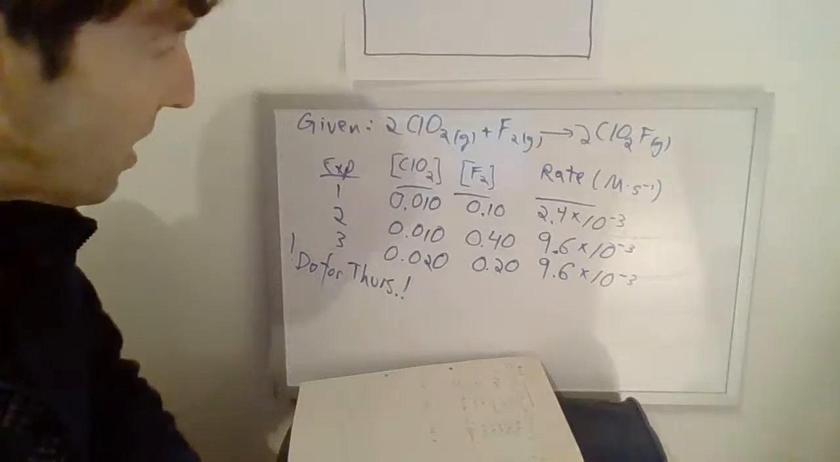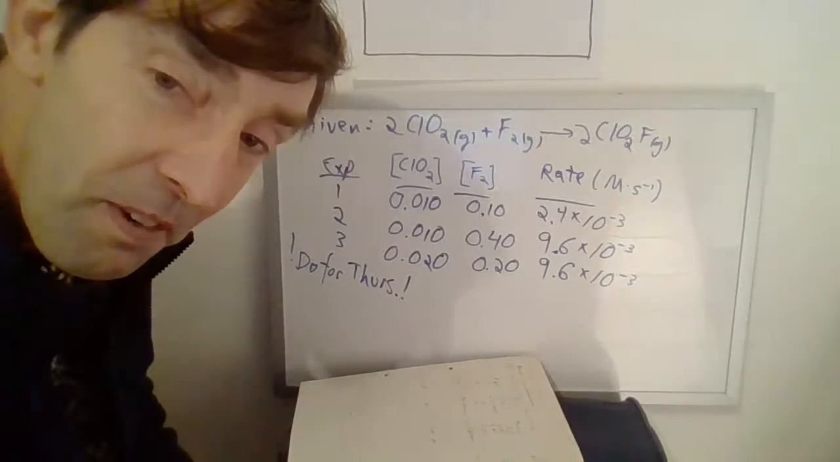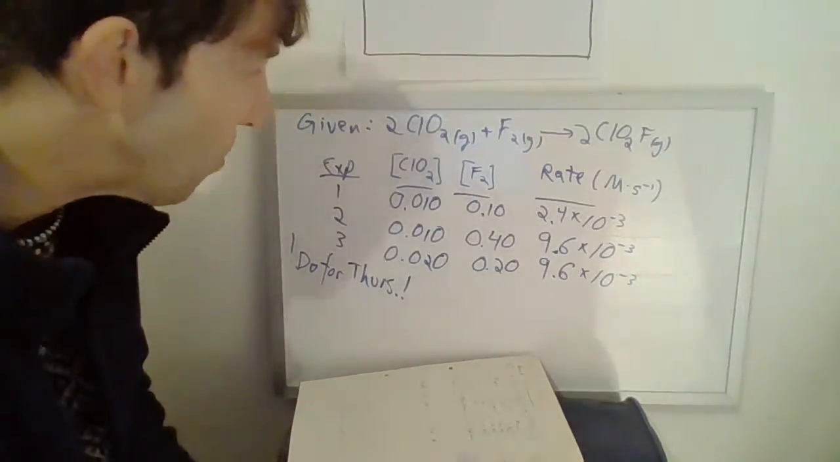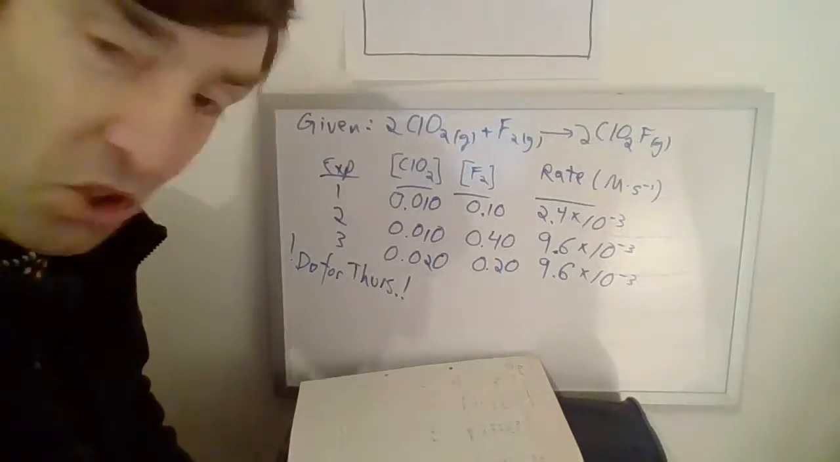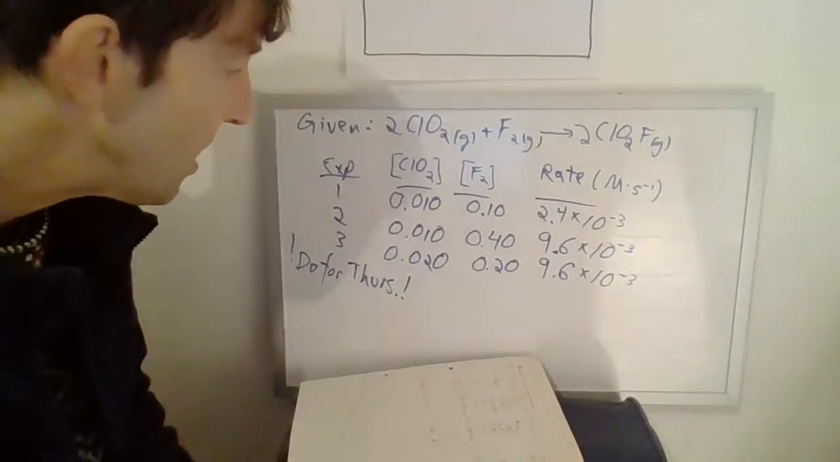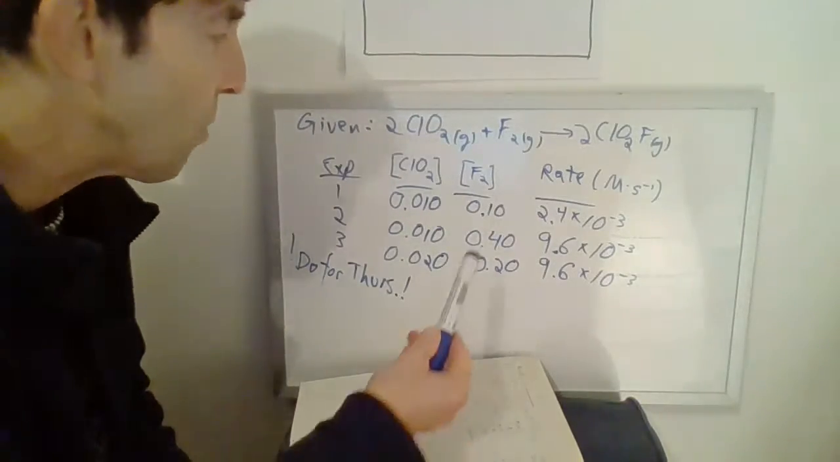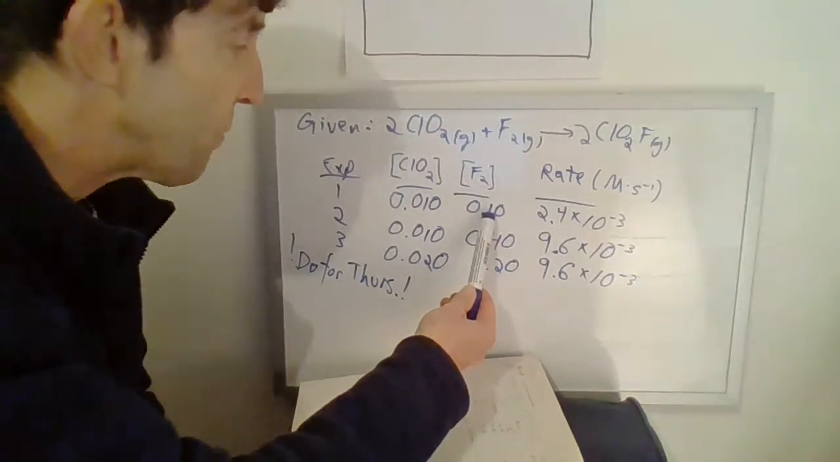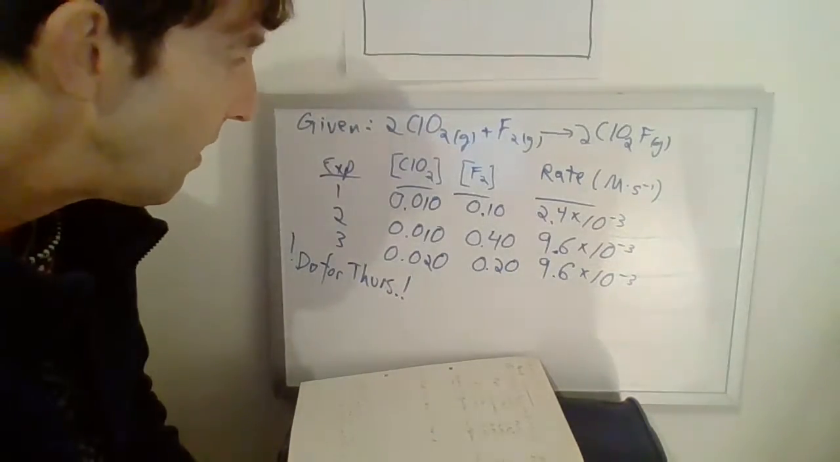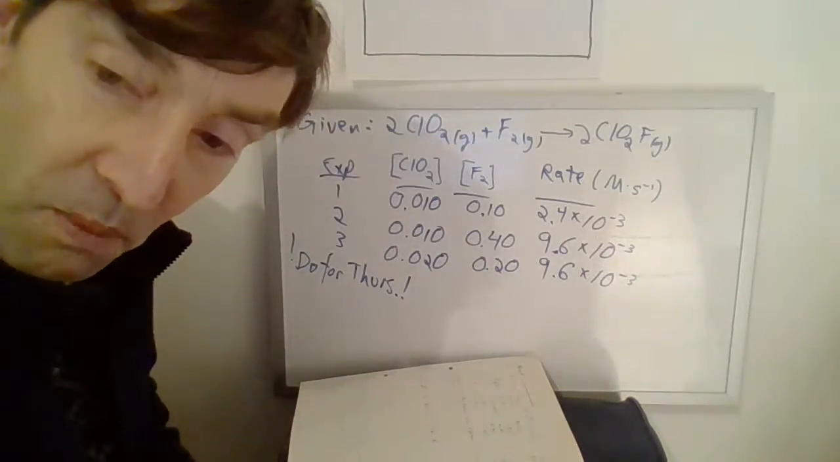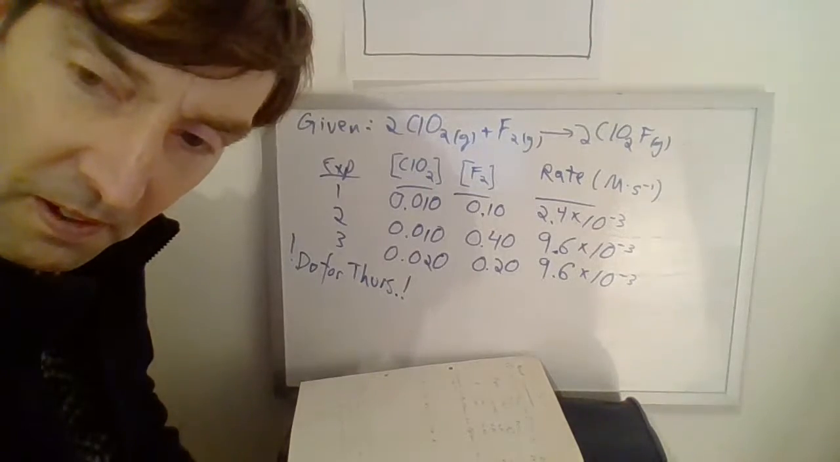So for the other one, ideally, you would have one where F2 doesn't change at all, but you don't have that. So instead, you got one where F2 is going from 0.1 to 0.2, and you can figure out from your previous work.